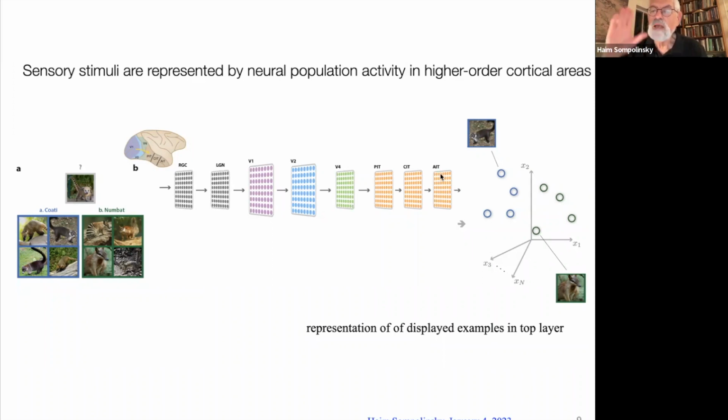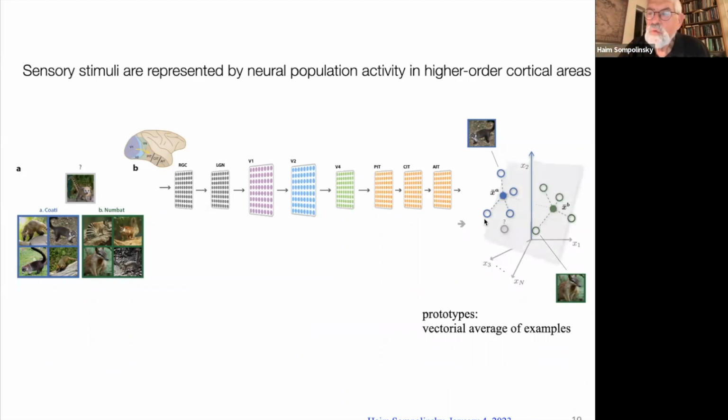We look at the IT cortex, the last layer. Each image is a point in this population activity space. We have 4 images for training for each category, the examples of coati and the examples of numbat. And now what we are doing is prototype learning. What does it mean? We don't store the individual images as exemplars. We just take the average, the centroid, the center of mass of these examples, and we form a centroid, x bar A, representing the prototype of the new object A, coati, and similarly for numbat.